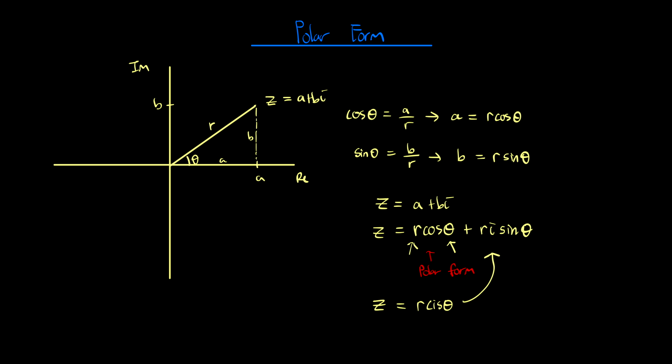Another form that you need to know is called Euler's form, which is represented like that. So the same two unknown variables, r and theta, go into here. So let's take a look at an example.